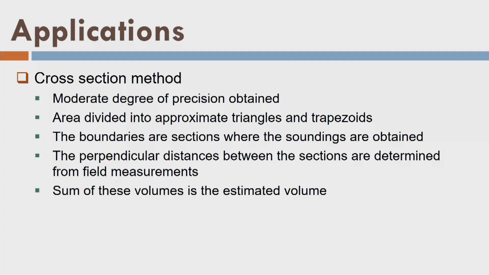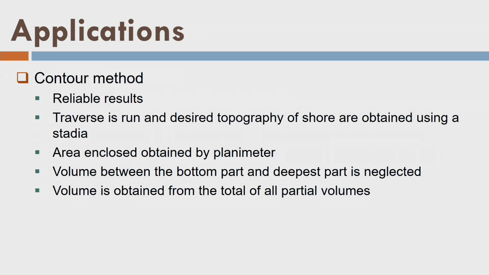The cross section method has a moderate degree of precision, and so the contour method is very much reliable here. Okay. We can see here that a traverse is run and the desired topography of the shore is obtained using stadia, that means tachymetry. The area enclosed is obtained by planimeter, that means on a map if I have the overall area, right. So, what will I do? I will take the map and then I will draw the sections. At different sections, what will I do? I will take the planimeter and measure the area of the particular section, that is the horizontal section, at a certain elevation level.